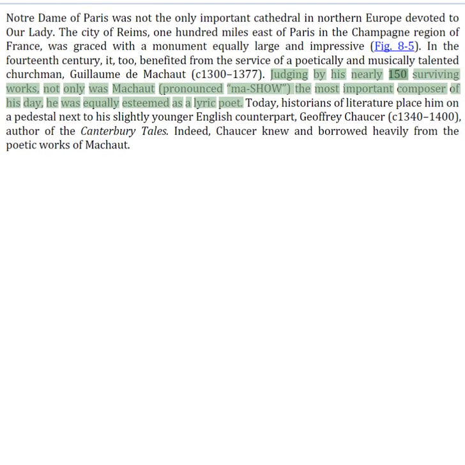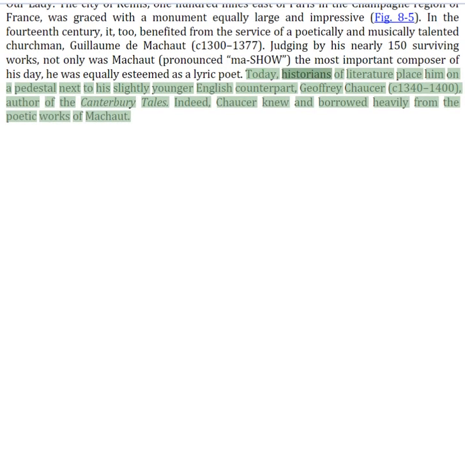Judging by his nearly 150 surviving works, not only was Machaut the most important composer of his day, he was equally esteemed as a lyric poet. Today, historians of literature place him on a pedestal next to his slightly younger English counterpart, Geoffrey Chaucer, author of the Canterbury Tales. Indeed, Chaucer knew and borrowed heavily from the poetic works of Machaut.